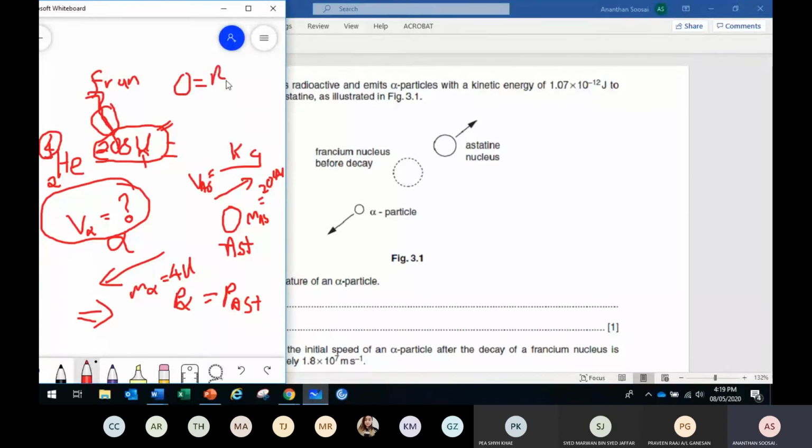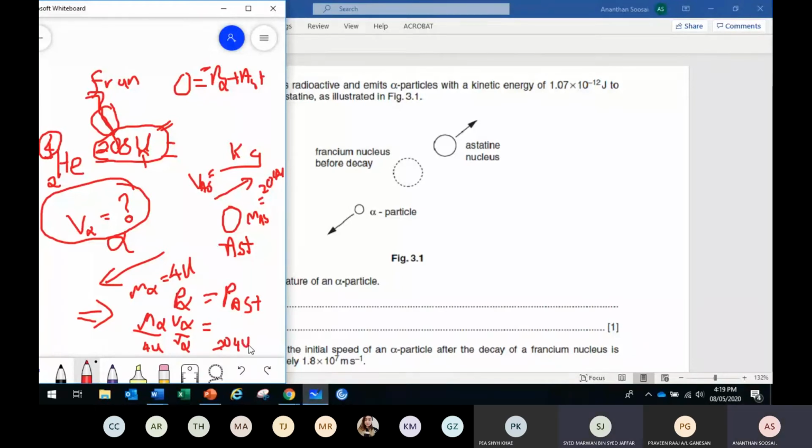So the momentum of alpha plus the momentum of astatine is 0. Alpha momentum is negative because it's moving to the left, so you bring it to the other side. They are the same. So the mass of alpha is 4U, and the speed of alpha is what we are looking for. The mass of astatine we know is 204U.